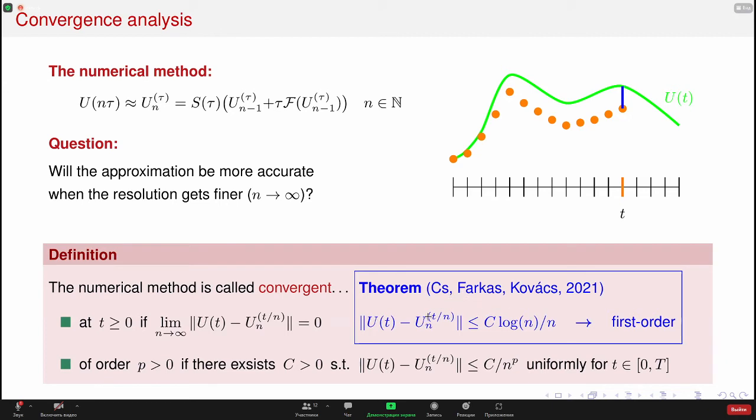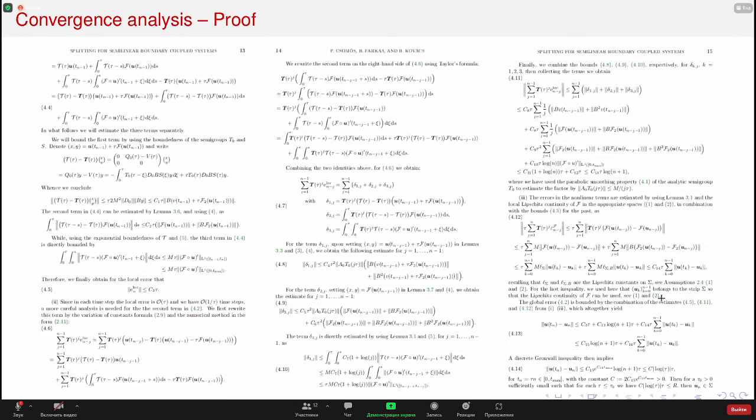So let us see what we have proved. We could prove that this error can be estimated by a constant times the logarithm of n over n. So this log n doesn't really play an important part here because n goes to infinity, and then this will be a first order method actually. So this is what we have proved, but how? This is the question. So this is actually part of the convergence proof, which I took here only for fun.